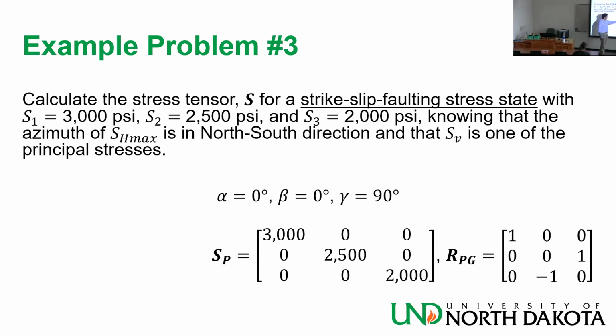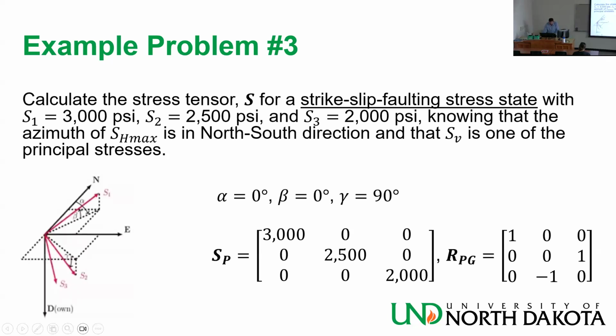My SP remains the same. My RPG now is slightly different. Like I said before, I take the 3 angles, I input them into the RPG matrix, and then I simplify as much as I can, and I will arrive at these values. Again, the same map here.